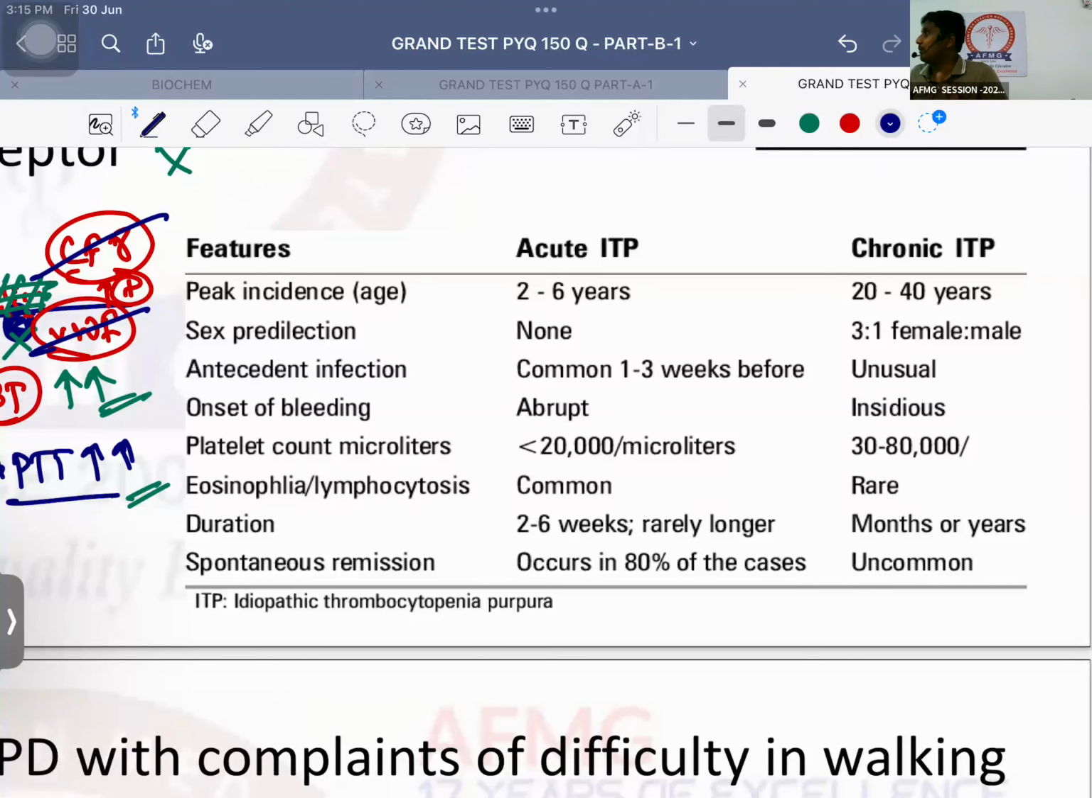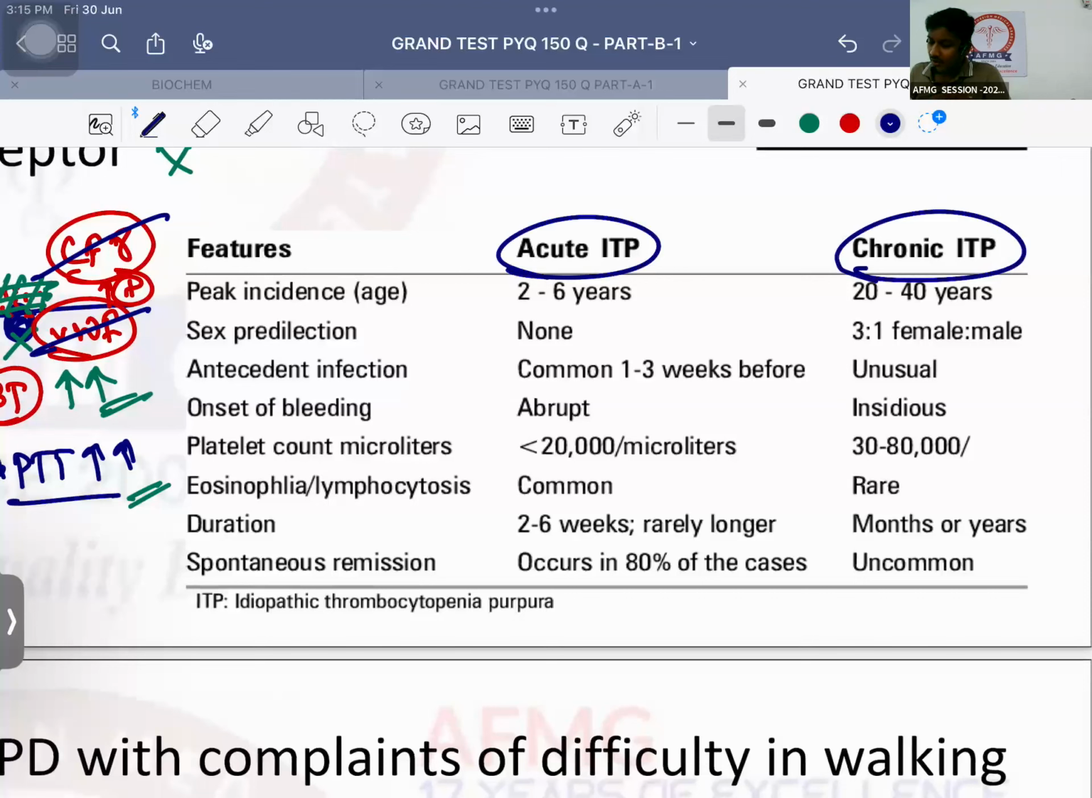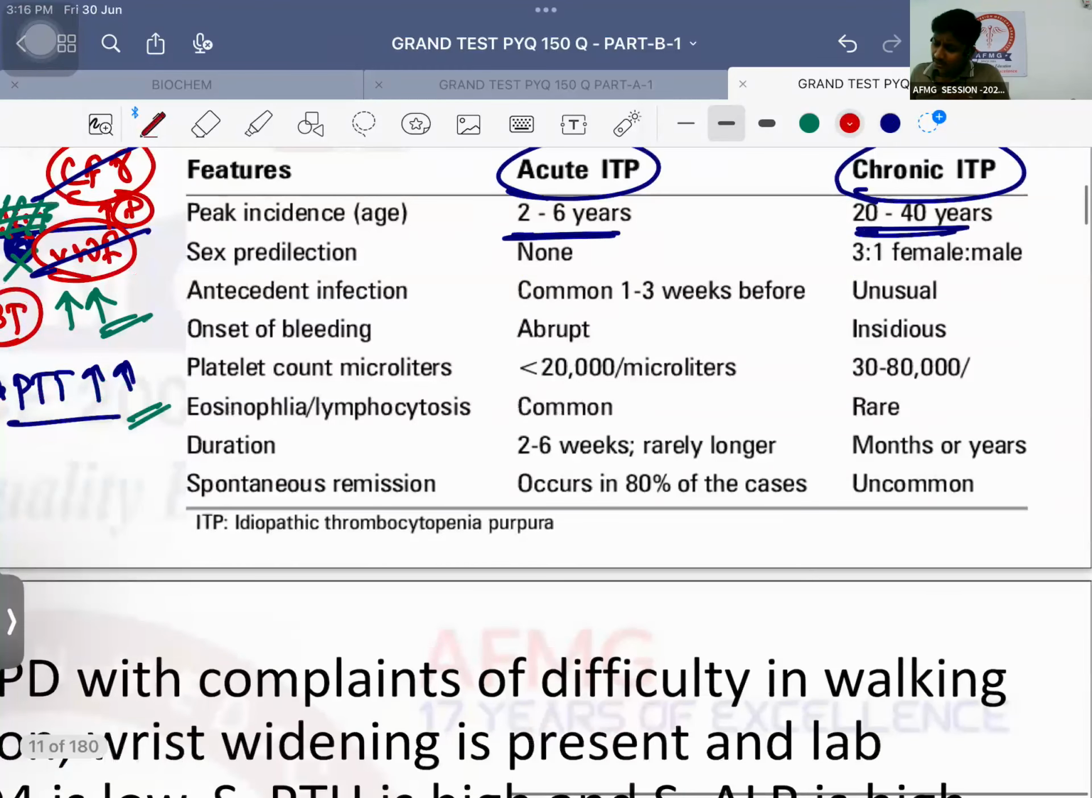ITP is very important. Immune thrombocytopenic purpura. Acute and chronic ITP. Which occurs in children? Acute ITP. Which occurs in adults? Chronic ITP. Now, important is antecedent history of infection. Antecedent infection means history of infection. In which condition will they give a history of viral or bacterial infection? In acute ITP. In acute ITP, they will give a history of viral or bacterial infection. That history will not be present in a case of chronic ITP.